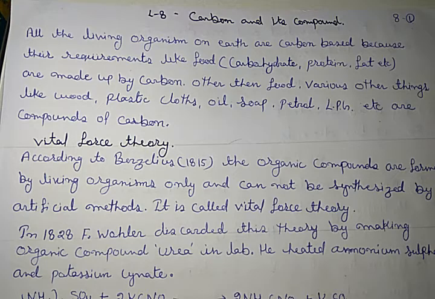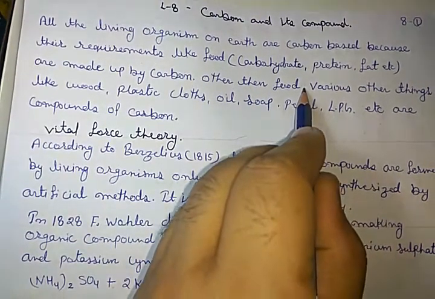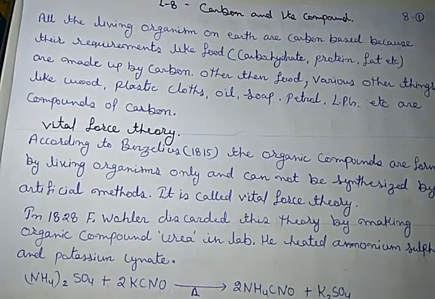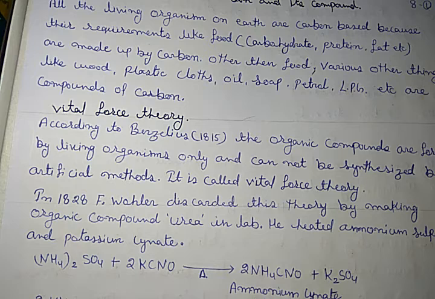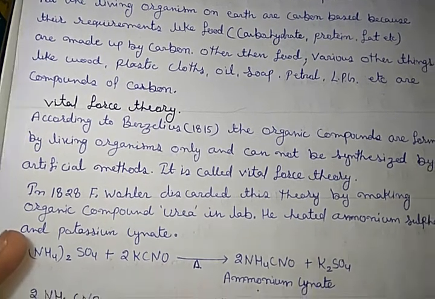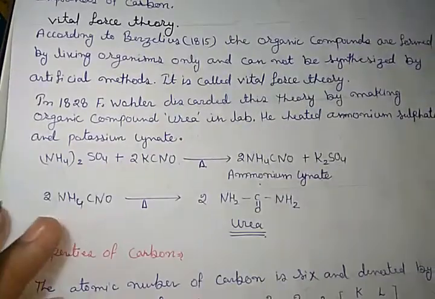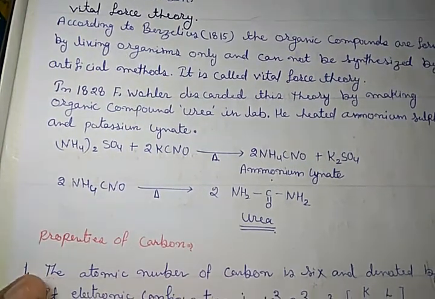Other than food, various other things like wood, plastic, cloth, oil, soap, petrol, LPG, etc., are compounds of carbon. That means our primary requirements as well as secondary requirements are all dependent on carbon. That's why we can say that all the living organisms on earth are carbon based. Got it?